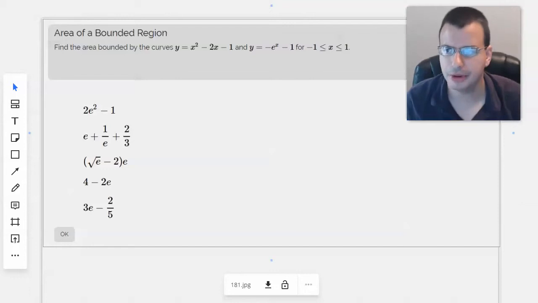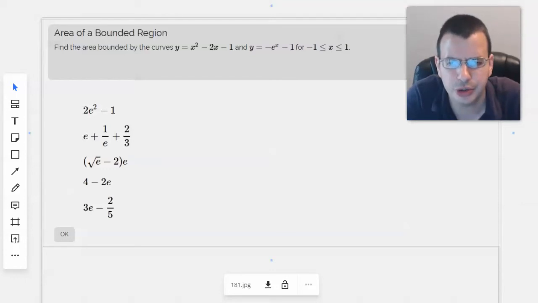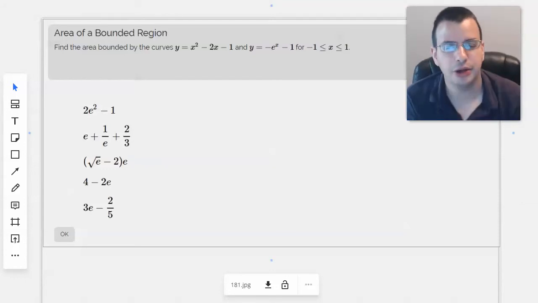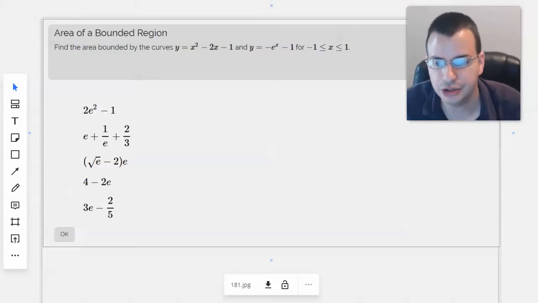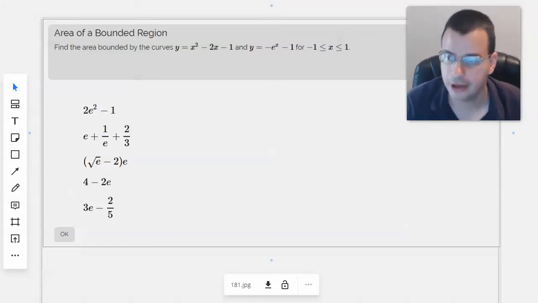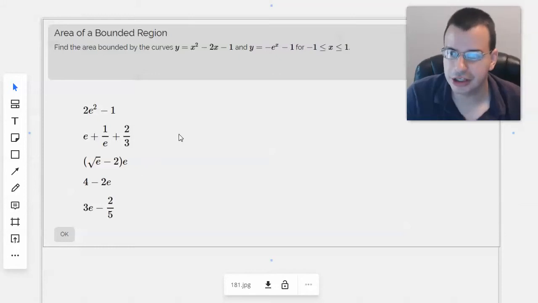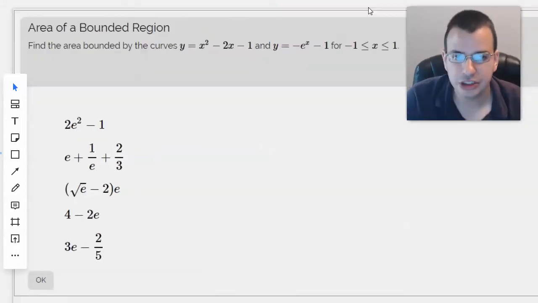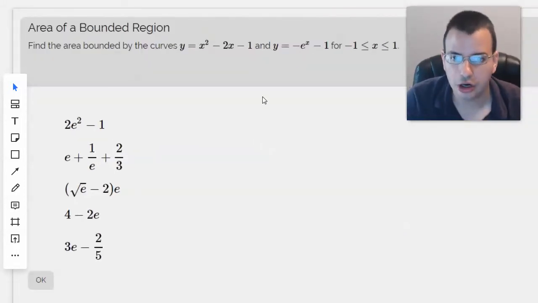Find the area bounded by the curves y equals x squared minus 2x minus 1, and y equals negative e to the x minus 1 for negative 1 less than or equal to x less than or equal to 1. Okay. So first thing I do is I look at this and I'm trying to think of what these equations are.